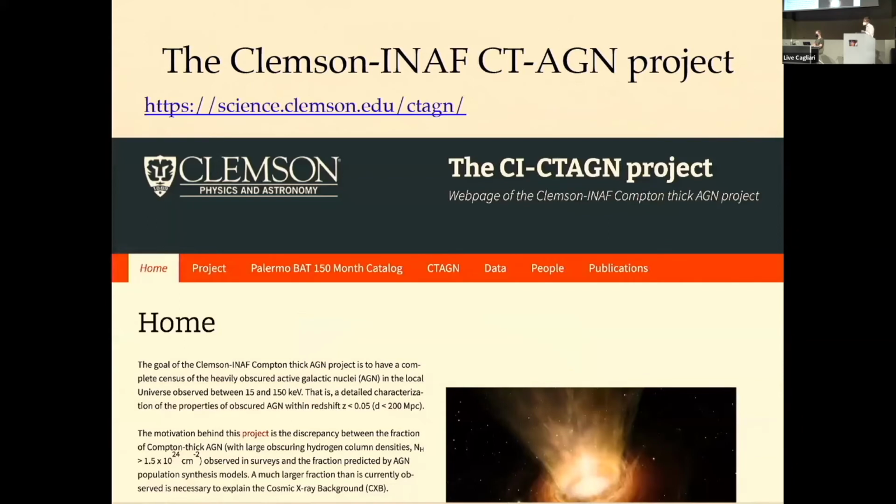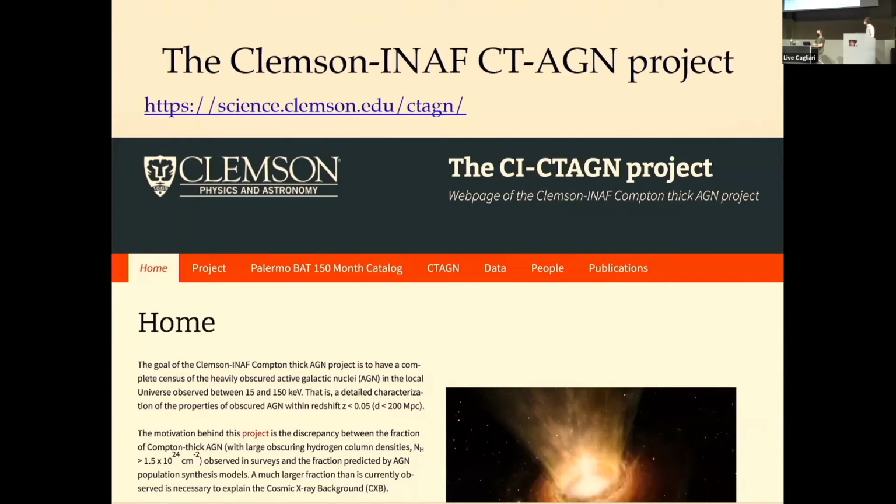We have a web page that I just want to highlight. We have there the whole catalog that we use as a reference, the Palermo BAT catalog. There's a list of Compton-Thick AGN in the BAT sample that we keep updated. And if you find something that is missing, please let us know.